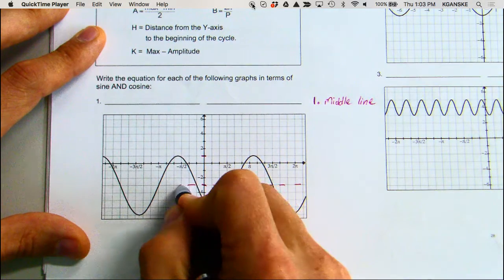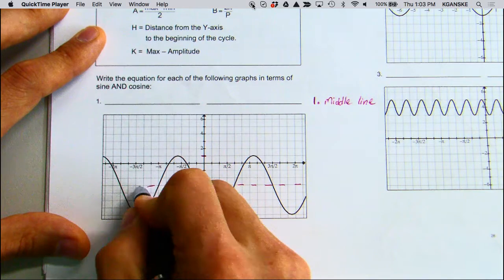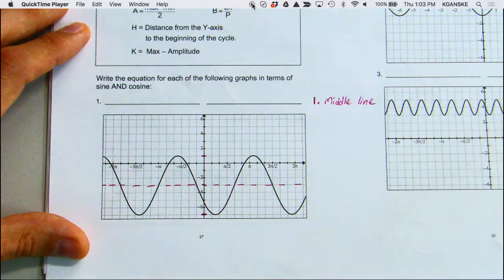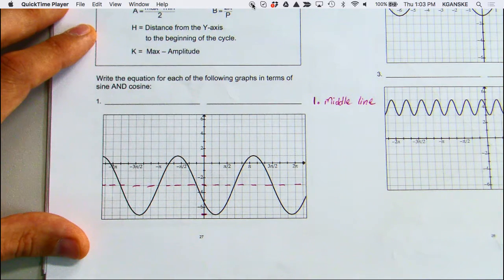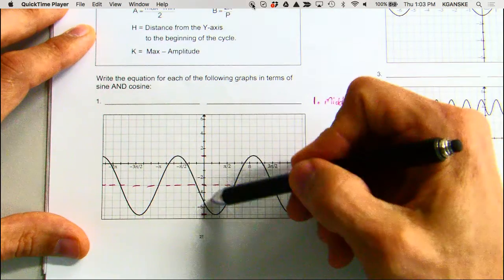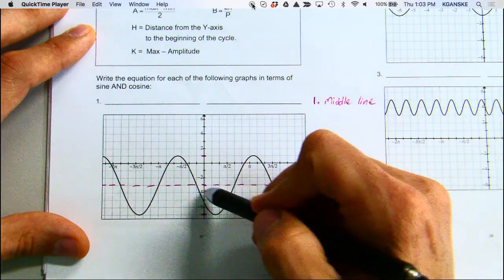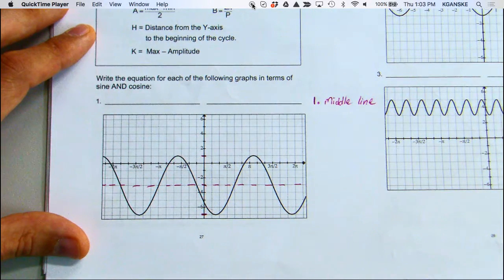Split the picture into its 2 equal parts by the middle line. Okay? Because I know my anchor point's going to fall on there. It can be both. We just went over that. Yeah, I can find a bunch of cosine graphs. I can find a bunch of sine graphs. It just depends where I start. Okay, and we get to choose. Okay, but find your middle line.